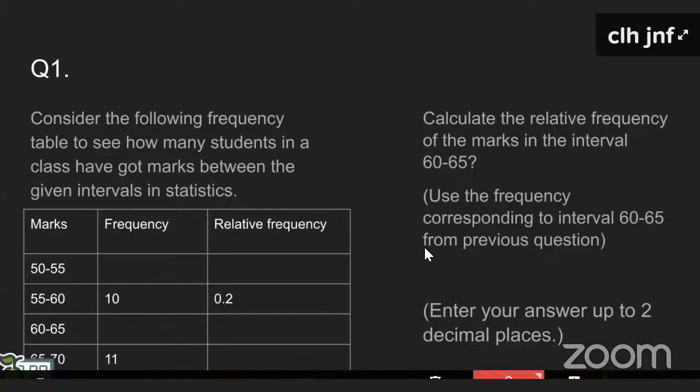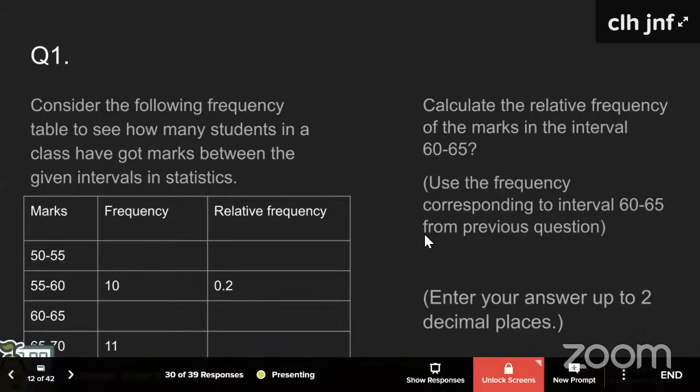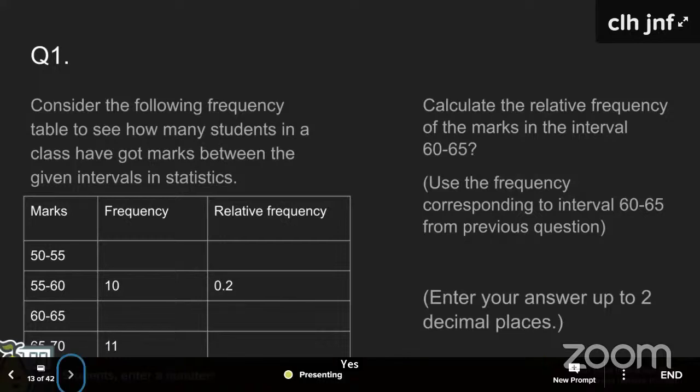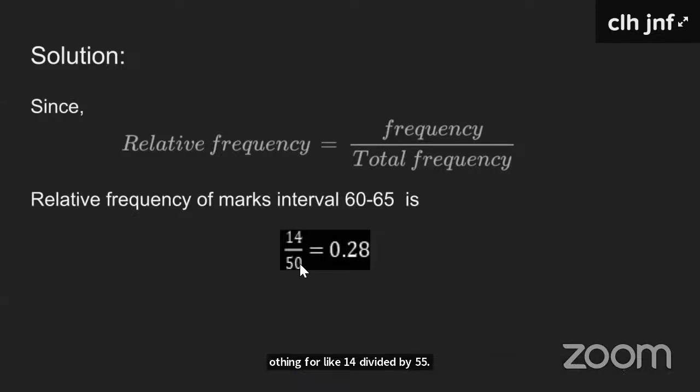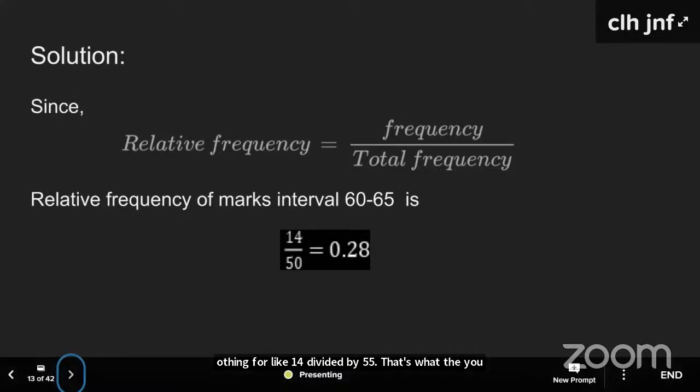Done? Fine. So this is nothing but 14 divided by 50. You have to just put the values inside it. That's it. It's 0.28.